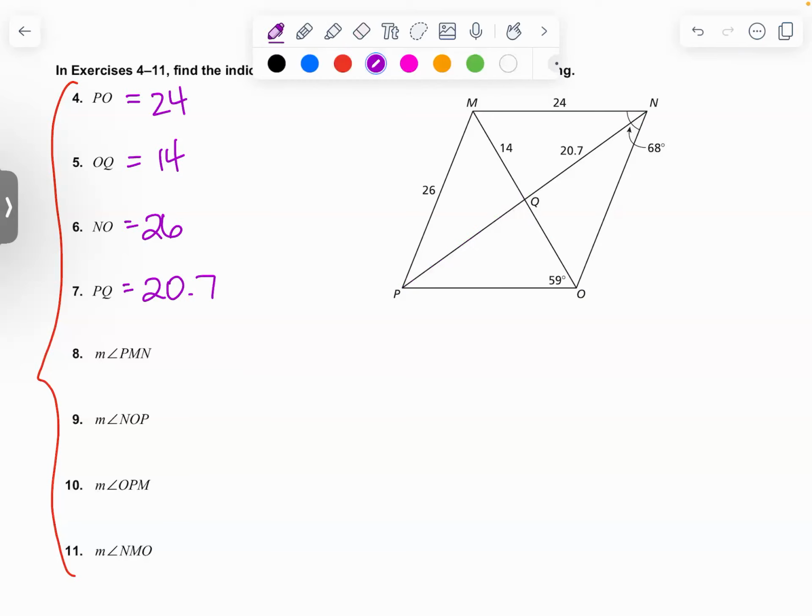Now, let's talk about PMN. We know that this angle needs to be supplementary with 68. Do you agree? So what is that? 112. Now, if we go to NOP, I don't get that. Because they're parallel. So PMN, we're talking about this big angle, ignoring the diagonal. We're talking about the whole thing. Well, over here, this is 68. Oh, the entire angle.